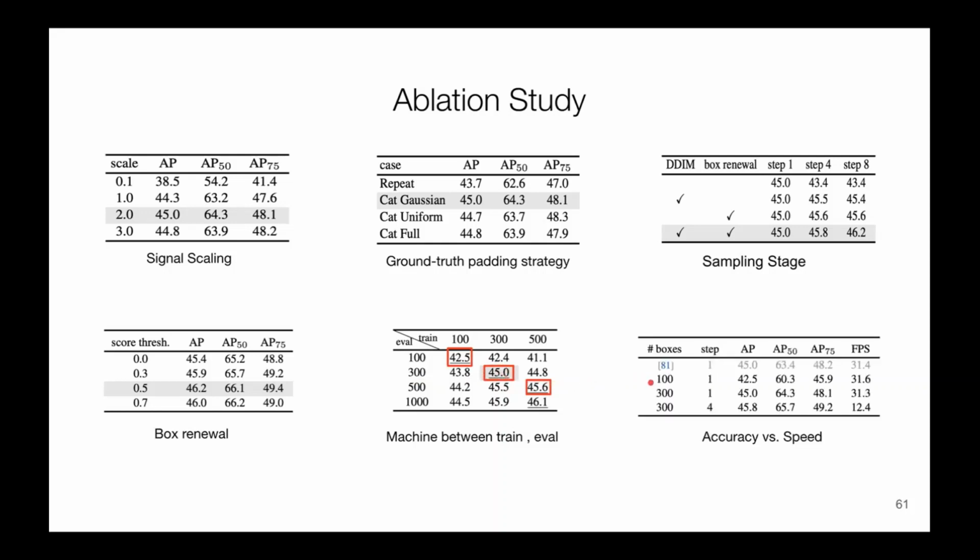And this is the correlation between accuracy and speed. So by increasing the bounding boxes and the sampling steps, its performance keeps increasing. But we can see that the FPS slows down. So this is the limitation of DiffusionDet.